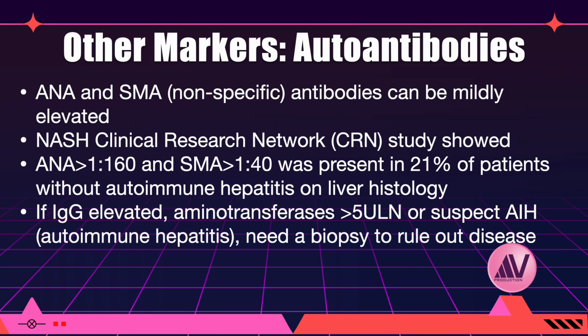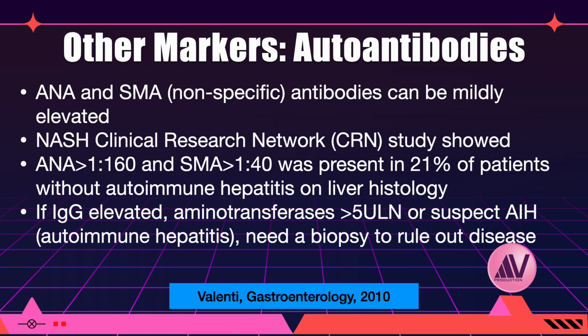If IgG levels are elevated or aminotransferase levels are greater than 5 units per liter, it is suspected that autoimmune hepatitis may be the underlying cause. In such cases, a biopsy is necessary to rule out NASH.